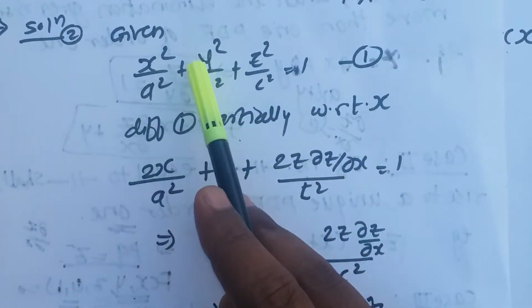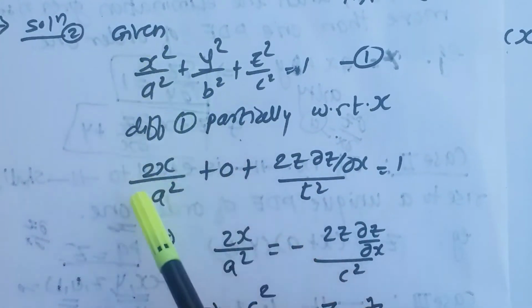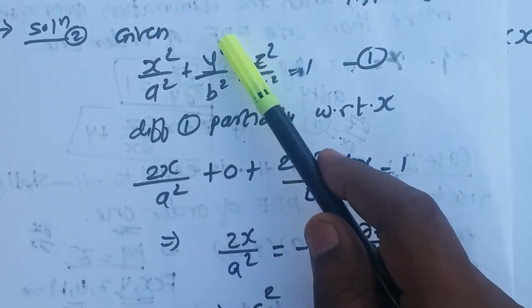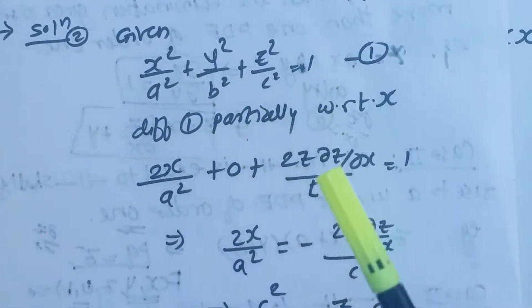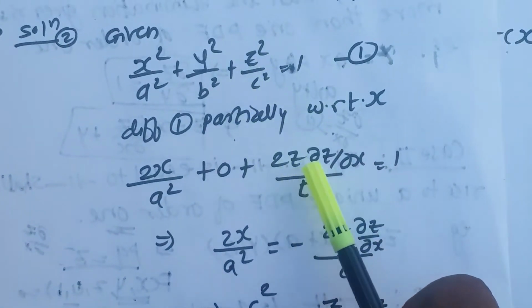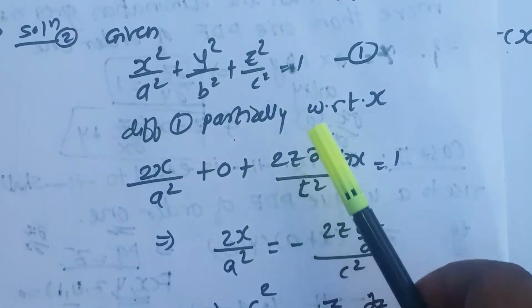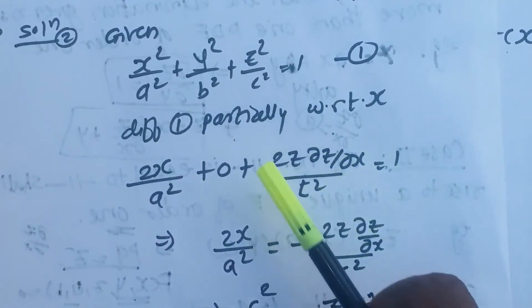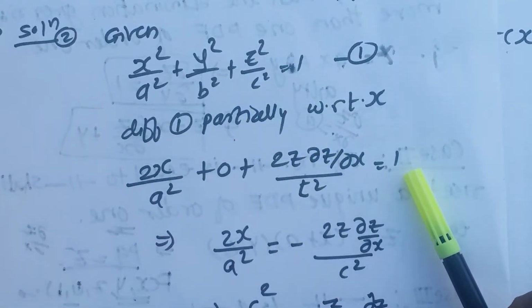The derivative of this equation with respect to x will be: first term's derivative, 2x by a square. This term doesn't contain any x, so the derivative is 0. And z is the dependent variable, so z square's derivative is 2z into the derivative of z, that is del z by del x, divided by c square as it is, equal to 1.